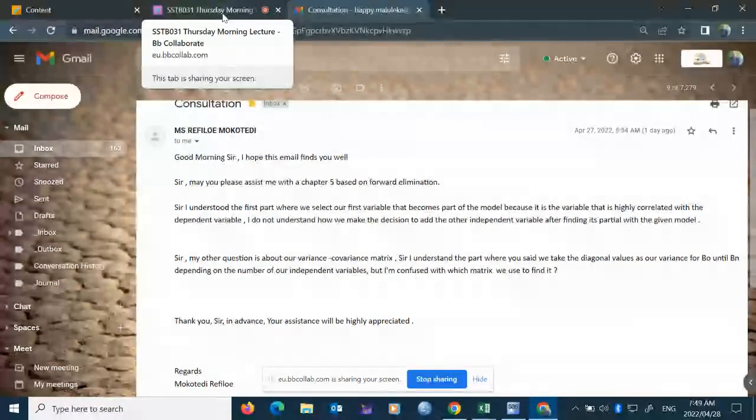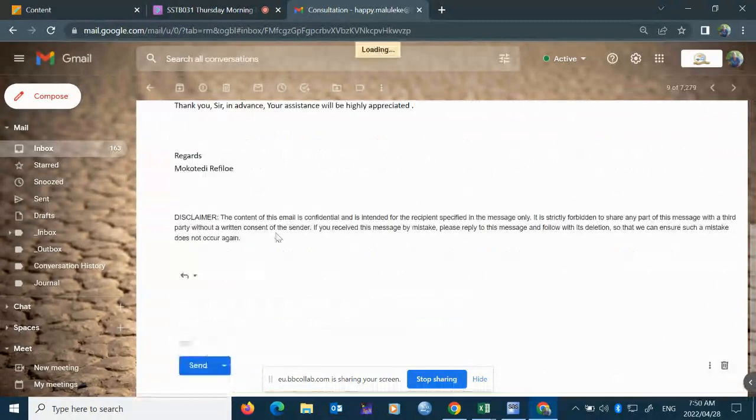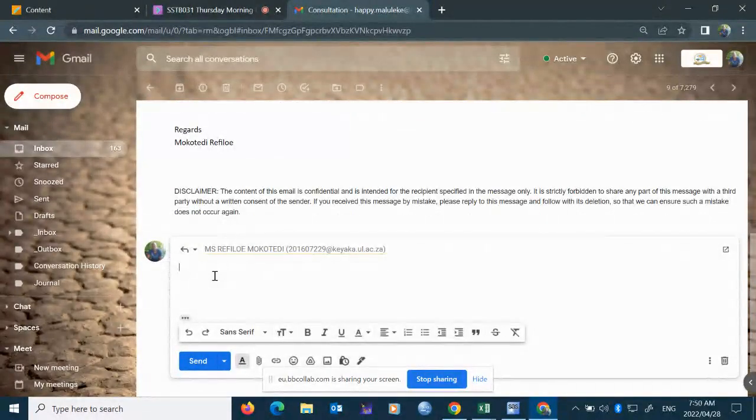You first multiply the MSE with your inverse. You multiply everything, but if you are asked to test using the t-test, or if you are asked to find the confidence intervals, the only values that you need are the diagonal values. So to reply to the student's question, you will say what? MSE. I'm answering the second question. It is MSE multiplied by the inverse.